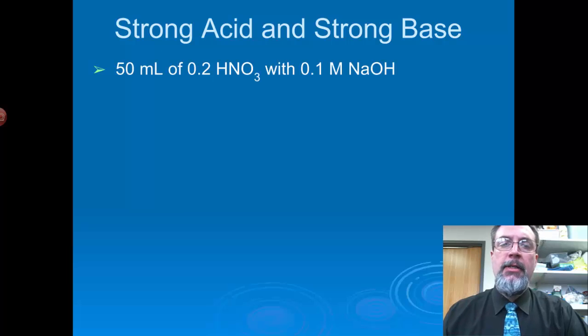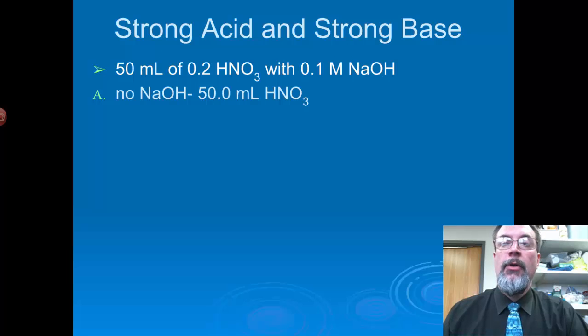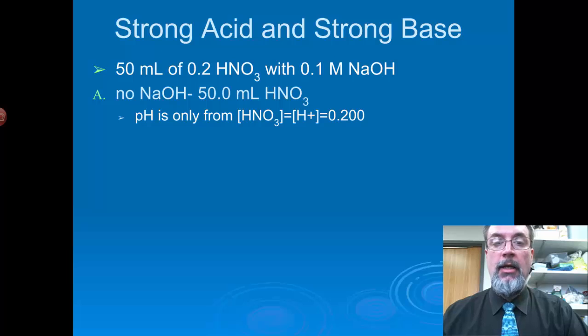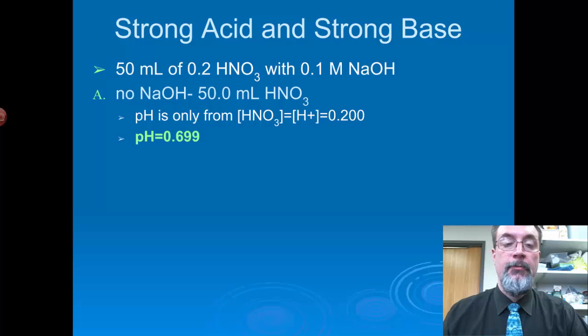If we react a strong acid and a strong base, so 50 milliliters of 0.2 molar nitric acid, and a 0.1 molar solution of sodium hydroxide. Okay. If we start with no sodium hydroxide, so just the 50 milliliters of HNO3, it's a strong acid, so HNO3 dissociates completely into H plus and NO3 minus. The concentration of H plus is the same as the concentration of the acid. Take the negative log then, and you get 0.699. So for 0.200 molar HNO3, the pH is 0.699, very low.